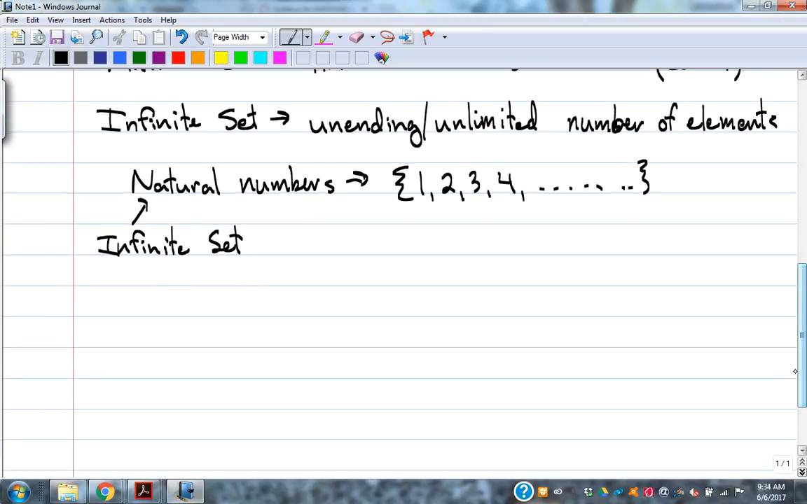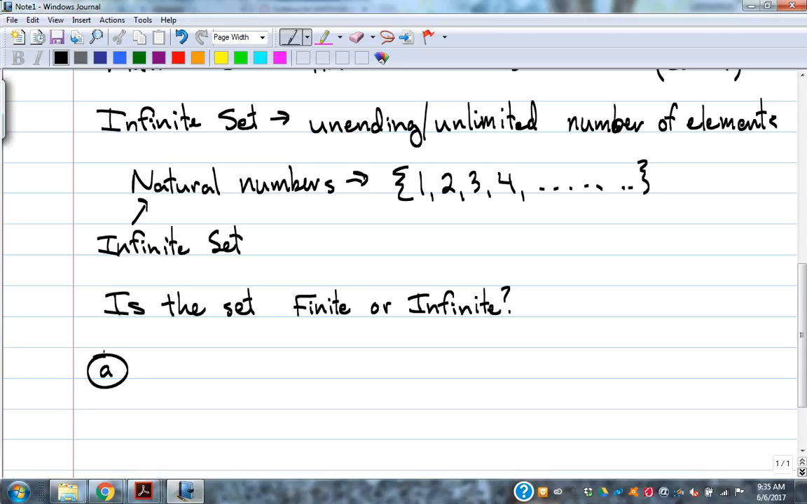All right. Let's look at some sets and decide, is the set finite or infinite? And we'll just call this example A, and I'm going to write a set, and we're going to decide, is it finite or infinite? 1, 1/2, 1/4, 1/8. Keep going. Is that finite or infinite?